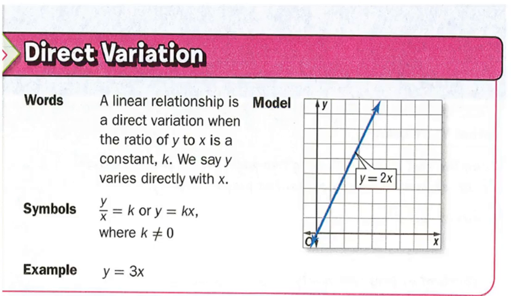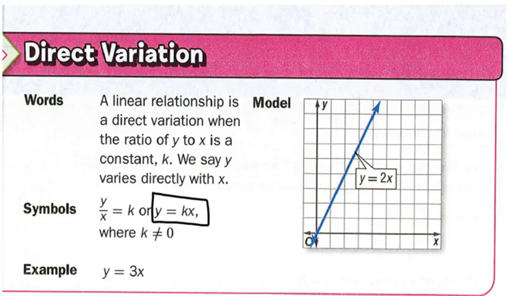So direct variation. What is direct variation? Well, in technical terms, a linear relationship is a direct variation when the ratio of y to x is a constant represented by the letter k. We say y varies directly with x. So you can write that as y over x is equal to k, or y equals kx. And this is our agreed upon equation that we use for direct variation.